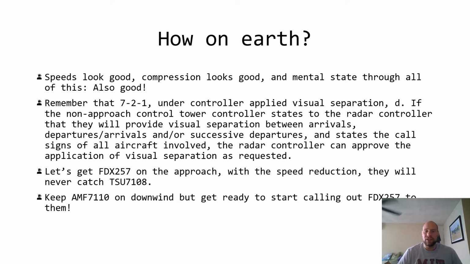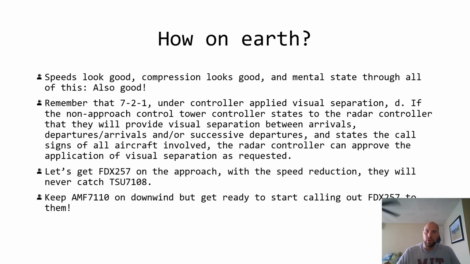Under controller applied visual separation, under D, if the non-approach control tower controller, right, our Aguadilla counterpart, states to the radar controller, you, or us in this case, that they will provide visual separation between arrivals, departures and arrivals, and/or successive departures, and states the call signs of the aircraft involved, the radar controller can approve the application of visual separation as requested. This is key, right?